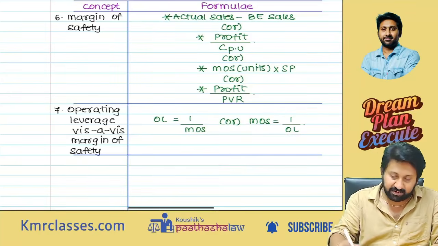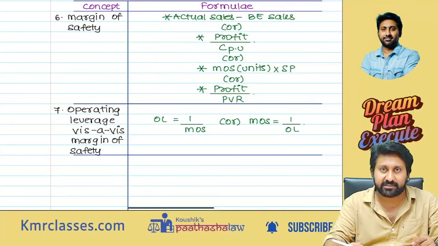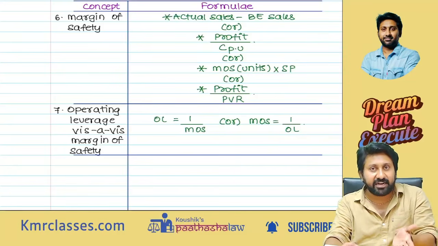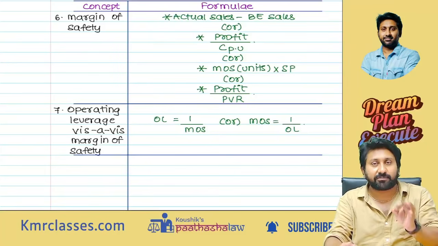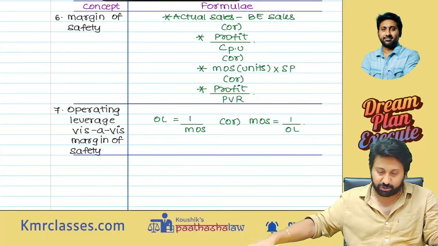Okay, this is one way. What is margin of safety? Actual sales minus break even sales, which is a profit sales. Simply, the sales which start generating profit are called margin of safety. Full details about this I have discussed in regular lectures. You can see there.